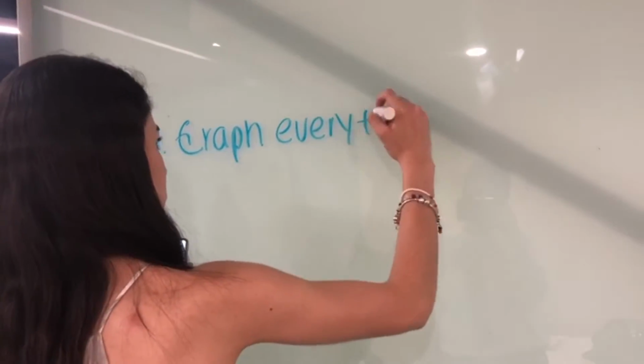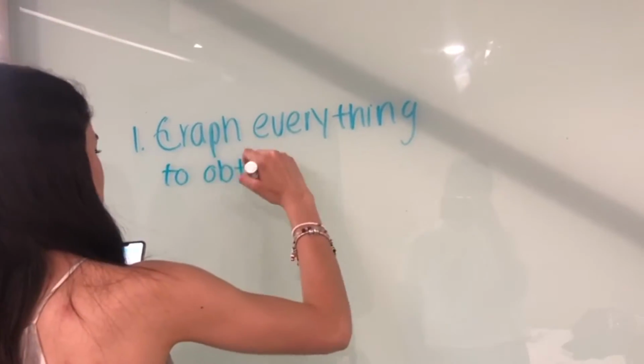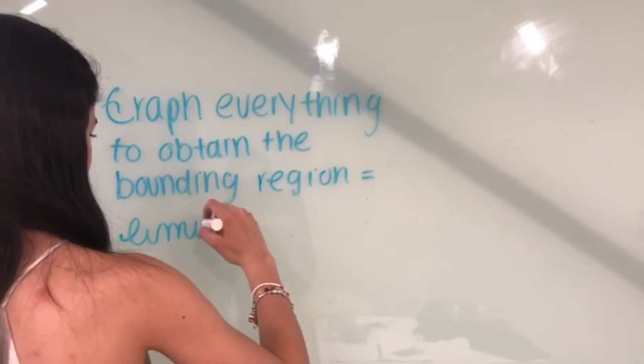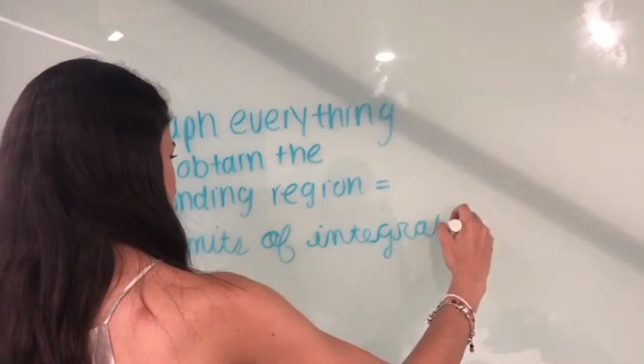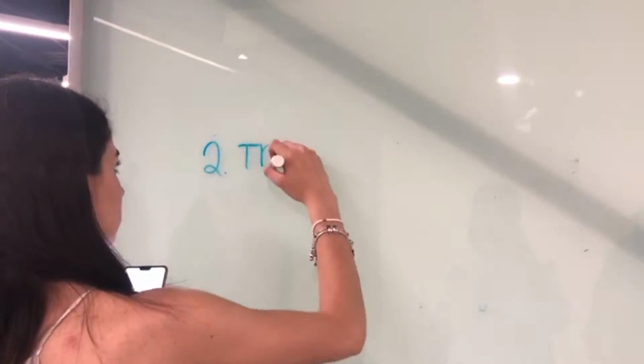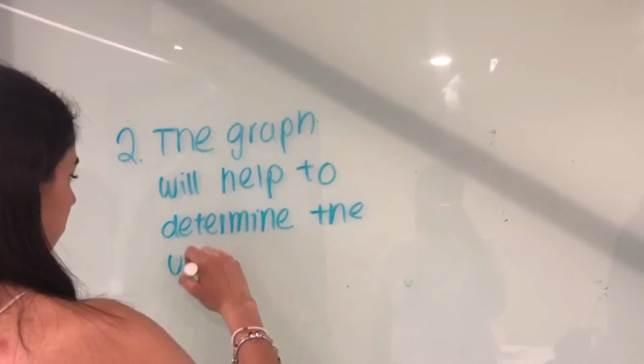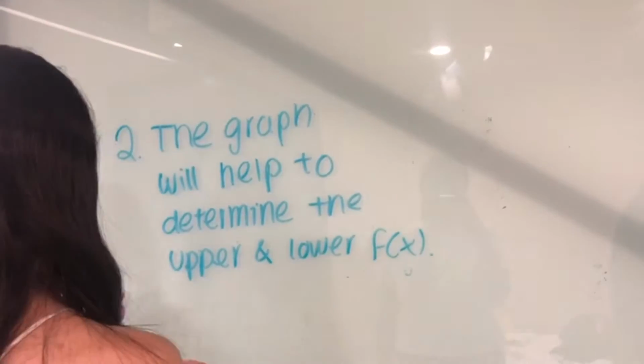First, in almost all of these problems, a graph is pretty much required, because the bounding region, which will give the limits of integration, is difficult to determine without a graph. Also, it can be difficult to determine which of the functions is the upper function and which is the lower function without a graph.